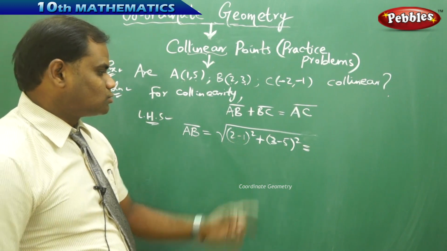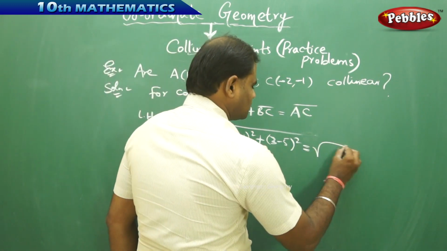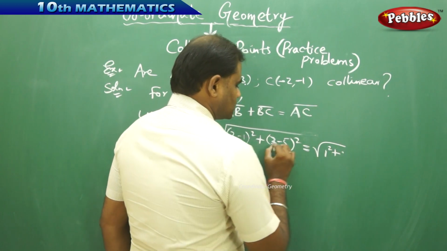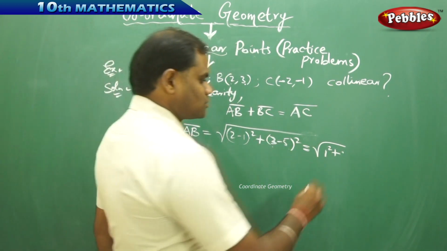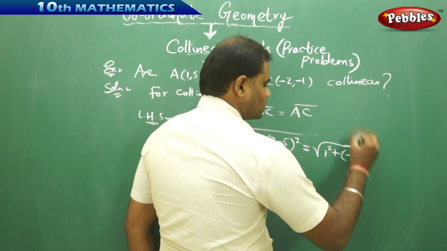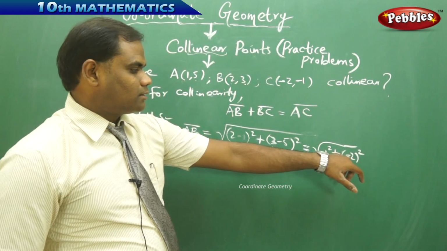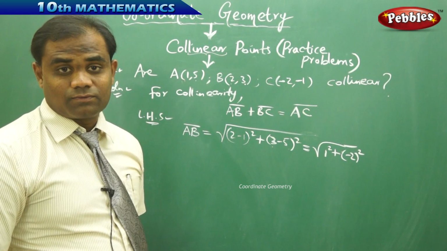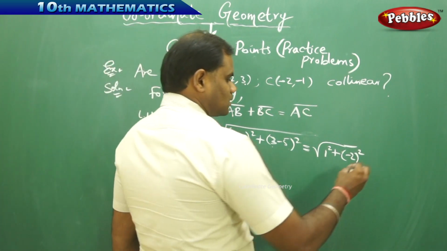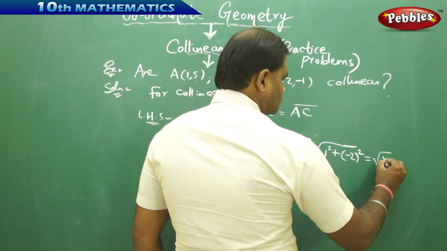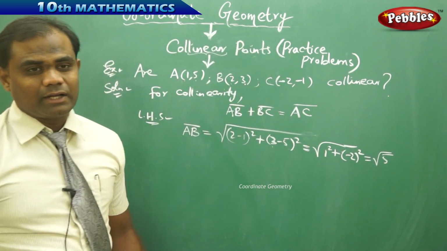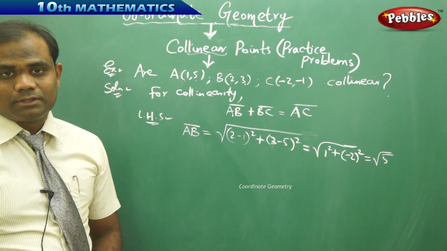Now this comes out to be (2 minus 1, which is 1) square, plus (3 minus 5, which is -2) whole square. So this is 1 square plus 2 square, which is 1 plus 4, root 5. So this comes out to be root 5 clearly when I add each of the terms.